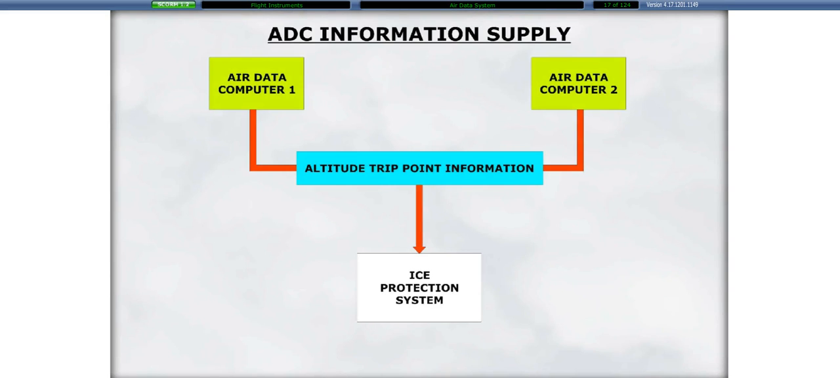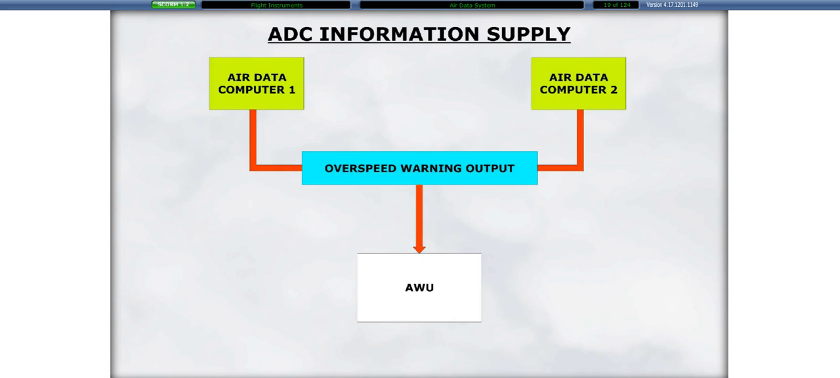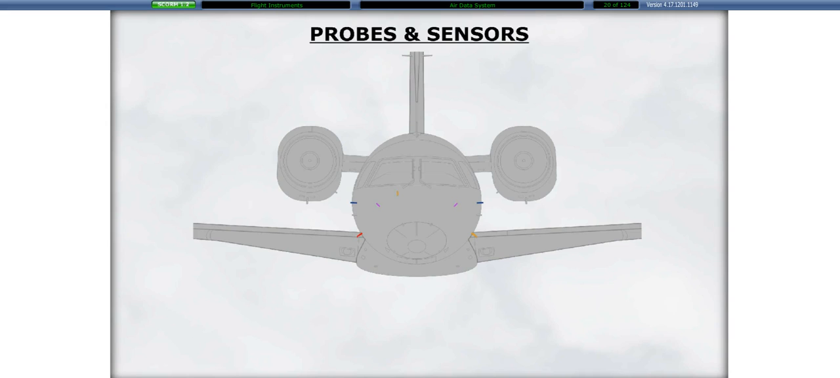Both ADCs supply altitude trip point information to the ice protection system. Both ADCs supply calibrated airspeed trip points to the rudder system. Both ADCs supply the AWU with the overspeed warning output. The air data system uses various probes and sensors to obtain the information to be distributed to the user systems.